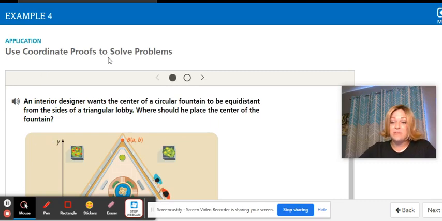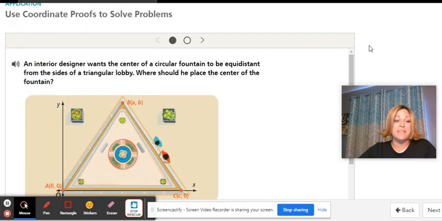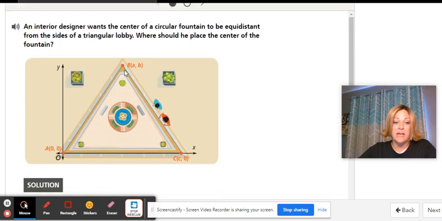Example 4, this is how you take these proofs and actually apply them. An interior designer wants the center of a circular fountain to be equidistant from the sides of a triangular lobby. So here's the lobby. Where should he place the center of the fountain? Keep in mind, those things that you learned way back at the beginning of the year, like angles and things that are equidistant from the sides or equidistant from the vertices, you would have to remember those. But luckily, we just talked about point of concurrency. Hopefully that jogs the memory.